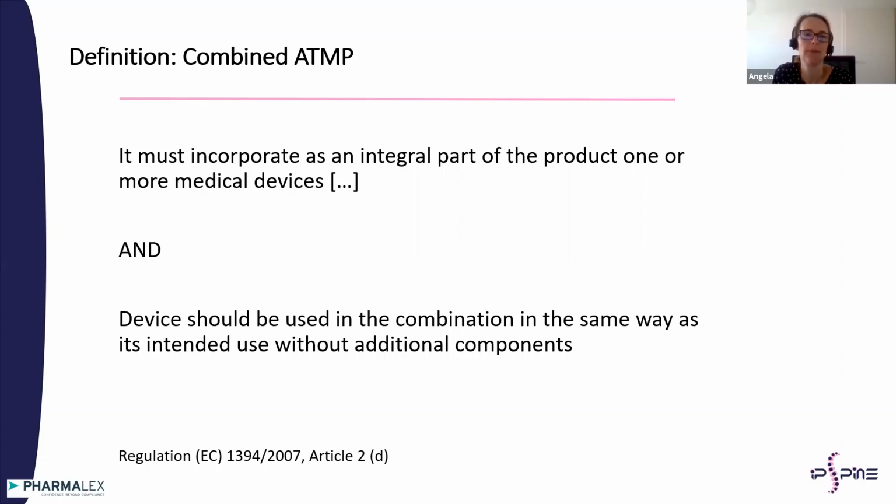If you have a medical device that is certified for vascular injury, and then you apply it in a combined ATMP to support bone growth maybe, then you can't just call this a combined ATMP because vascular injury and bone growth are just two distinct uses. So in this case, you cannot just rely on your prior certification as a medical device.